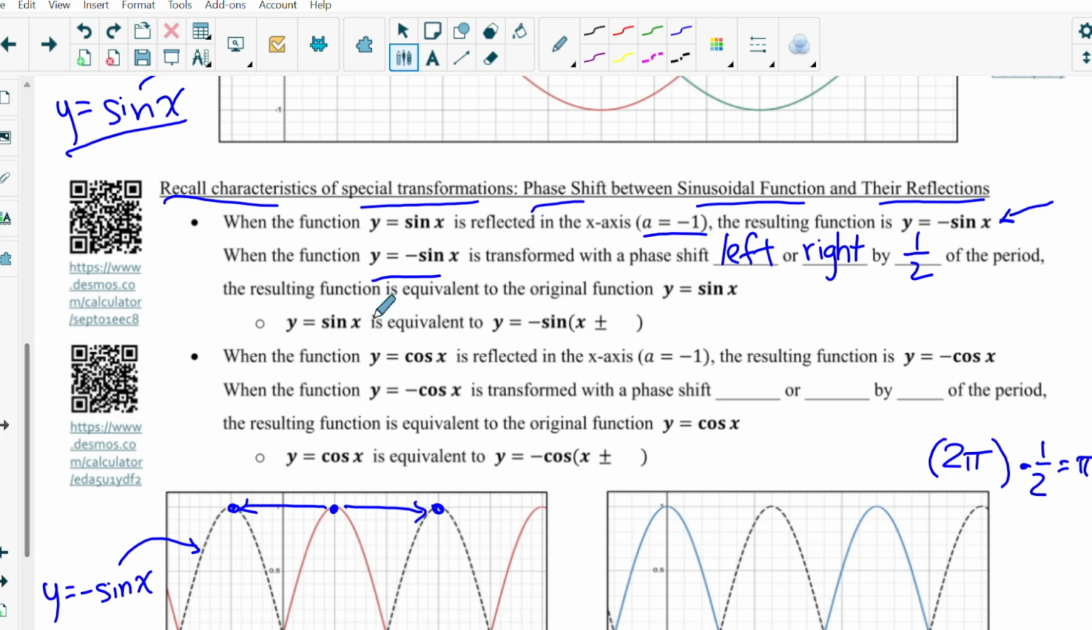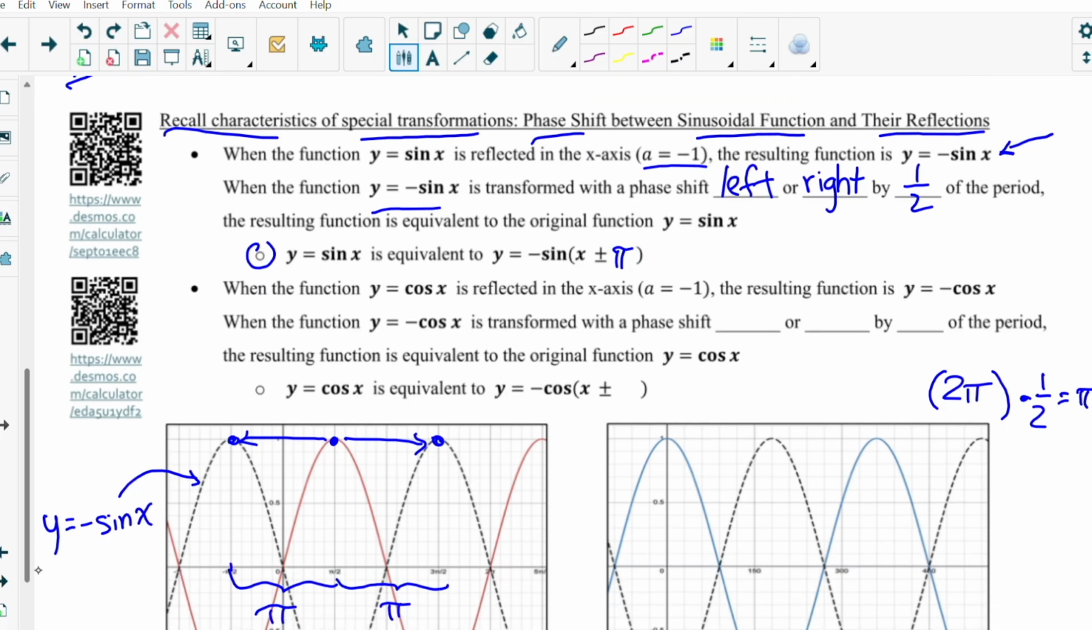So the resulting function is equivalent to the original function y equals sine of x. So let's summarize. y equals sine of x is equivalent to y equals negative sine of x plus or minus half of the period, which is pi.